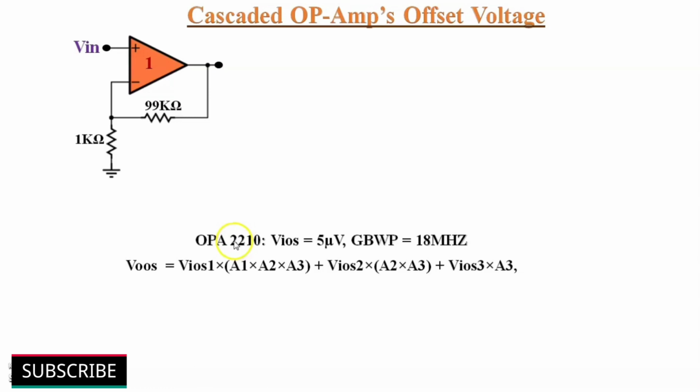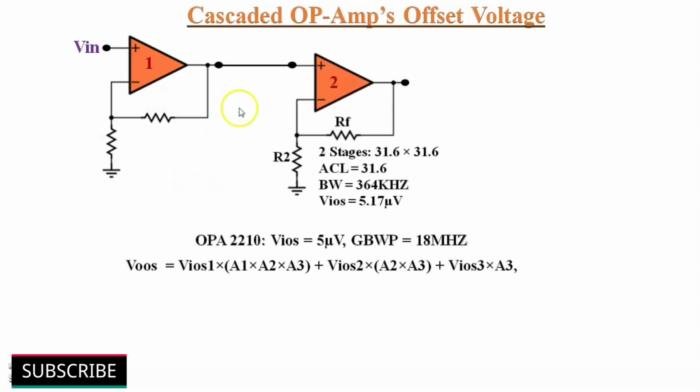Let's take a high precision op-amp OPA2210 with a low input offset voltage of 5 microvolt and gain bandwidth product of 18 megahertz. Here, non-inverting configuration. So ACL is equal to 1000. So our bandwidth becomes 18 kilohertz. Input offset voltage is 5 microvolt.